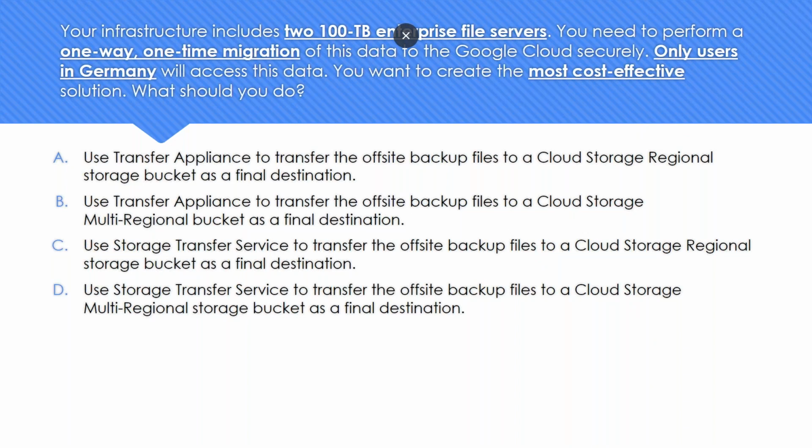All right, time up. So let's look into the explanation. First of all, when you see something like this, something should already be fixed in the mind itself, so you don't need to look into the options. They mention enterprise file server, which is an indication that it is something from on-prem, and you want to do a one-way, one-time migration. So basically transfer appliance. The one time, one way is usually transfer appliance, since it is coming from on-prem.